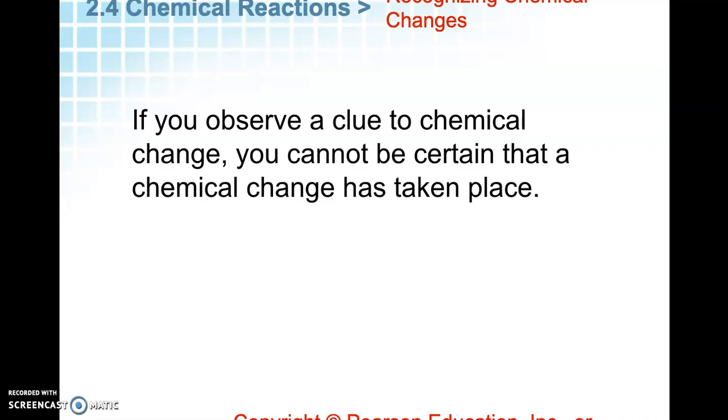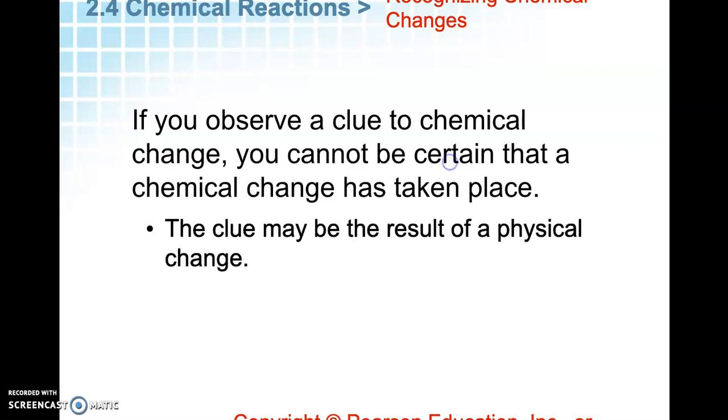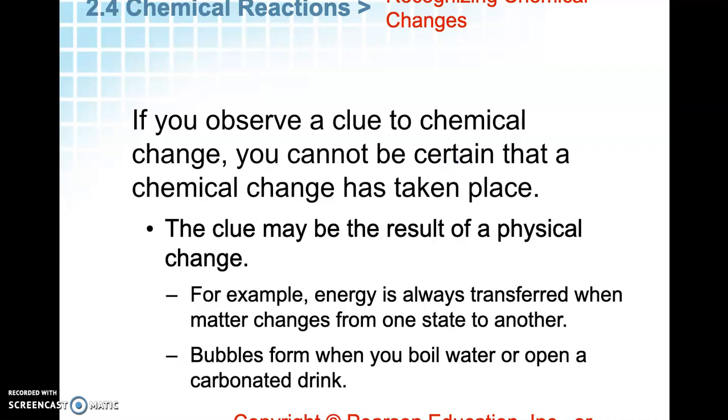If you observe a clue to chemical change, you cannot be certain that a chemical change has taken place. That's just an observation you make. The clue may be the result of a physical change. So like boiling of water will give you bubbles, even though it's still water, okay?